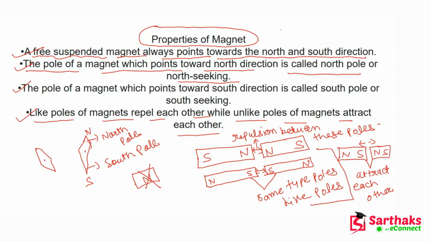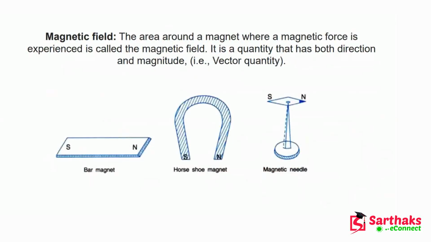Now let's move on to the next slide and try to understand some other concepts. Here we will discuss the magnetic field. The area around a magnet where a magnetic force is experienced is called the magnetic field. It is a quantity that has both direction and magnitude. It is a vector quantity.